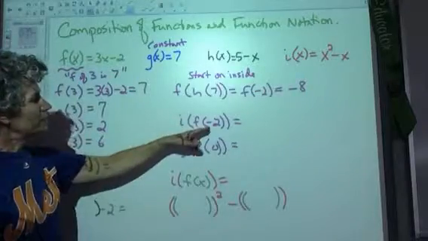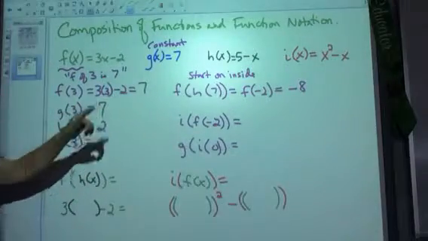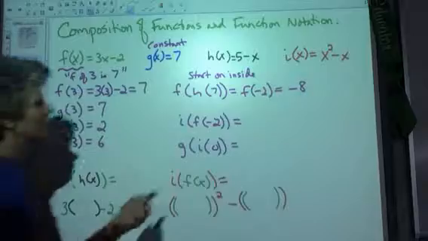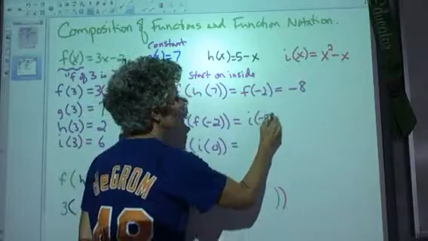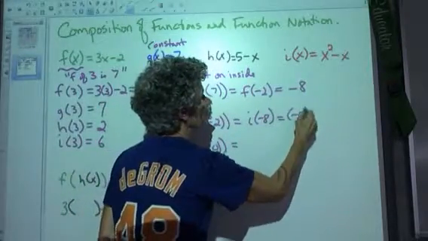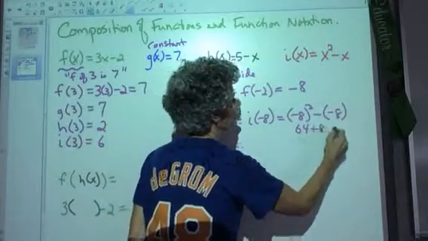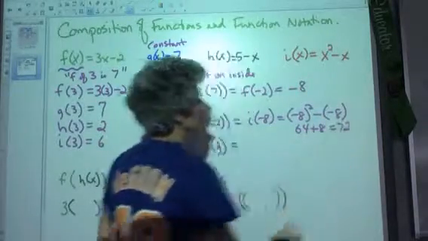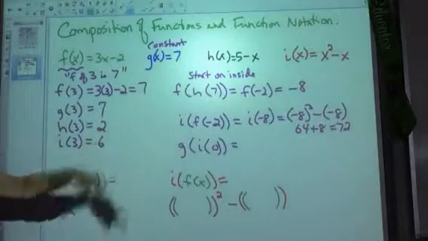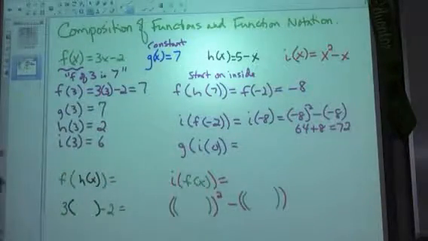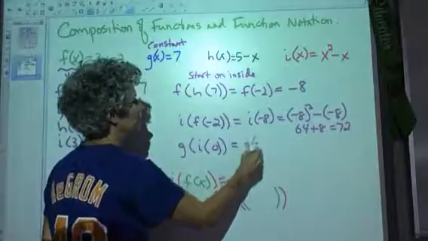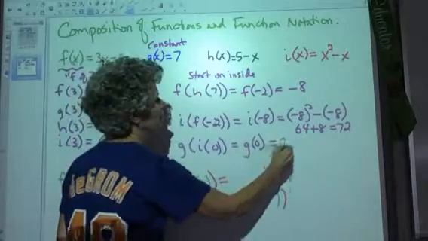I of f of negative 2. So f of negative 2, same problem, is negative 8. And then I of negative 8 would be negative 8 squared minus negative 8, or 64 plus 8, 72. G of I of 0. I of 0 would be 0. And then G of 0 would be 7.